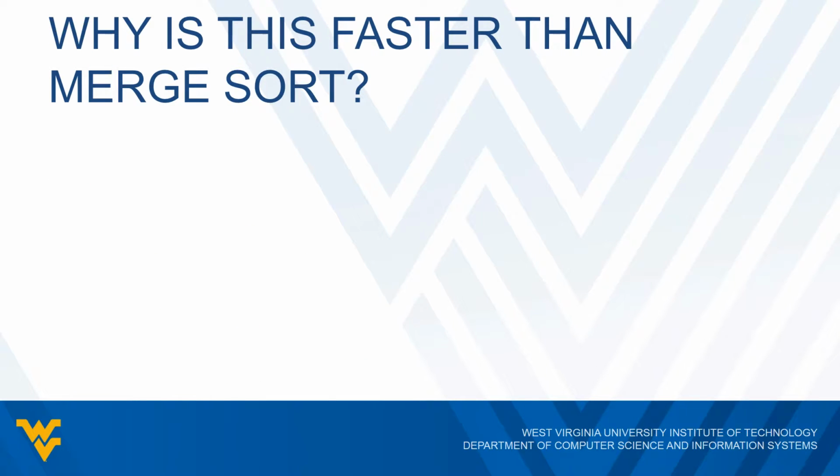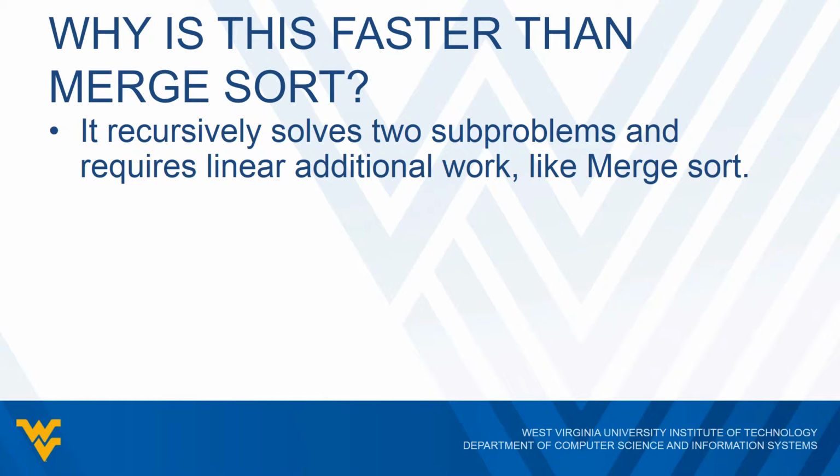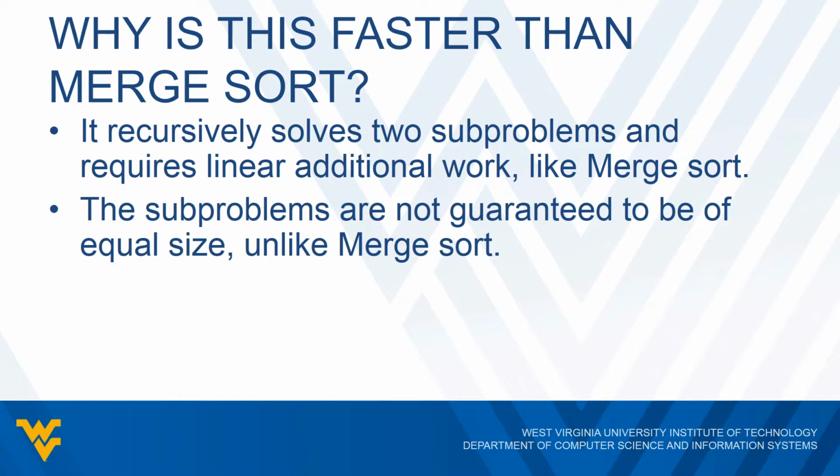So the question we have to ask is, why is this faster than merge sort? It doesn't really seem like it's any faster because we're going to recursively solve two subproblems, and that means when we combine them, it's going to require linear extra work. So that sounds like merge sort. And technically, to make matters even worse, we're not even guaranteed that these subproblems are of equal size. With merge sort, we're splitting the array into two equal halves, and then we keep splitting into two equal halves. Here, we're not guaranteed that.